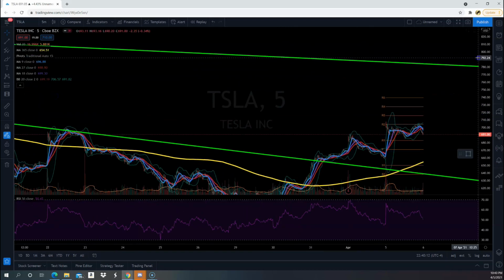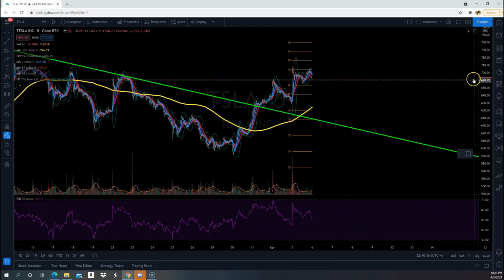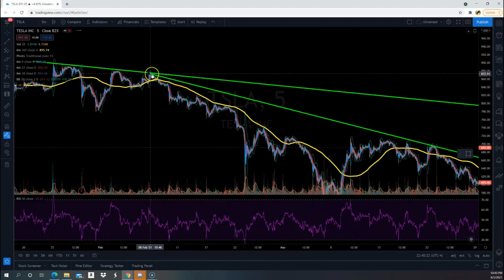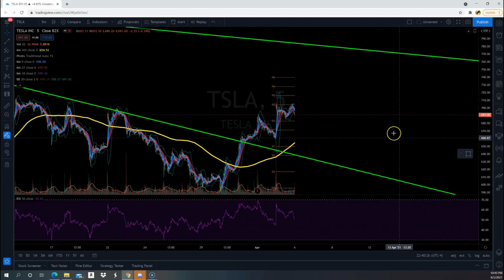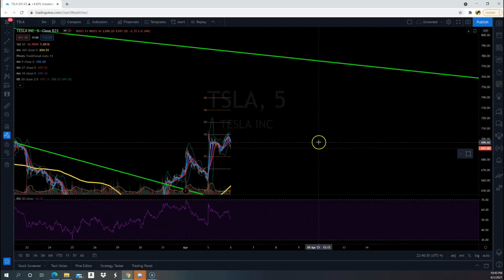So now that we're in the 5-minute, we can see more clearly of where Tesla needs to break out. Now this is a bit sloppy, right? Because I'm doing it quick now. This is a little bit poking out, but you get the main point is that Tesla's downtrending and that we need a break of the downtrend.